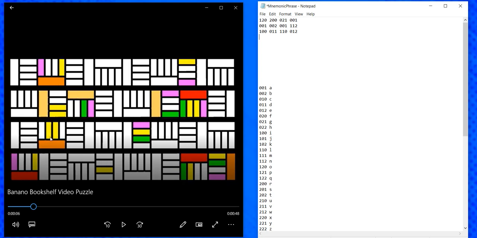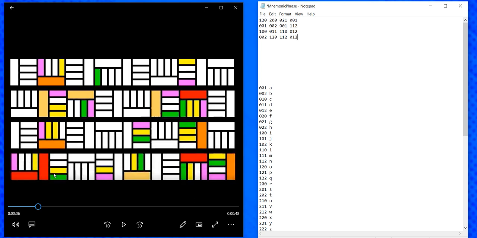So this was that one. Next. All right, 002. 120. 112 and 012 with that red. I am going to stop there. I'm just going to do 4, just to show you how this works. You have to go through the rest of this, and in total there are 24 words, and they are in the order that the patterns are filled in.